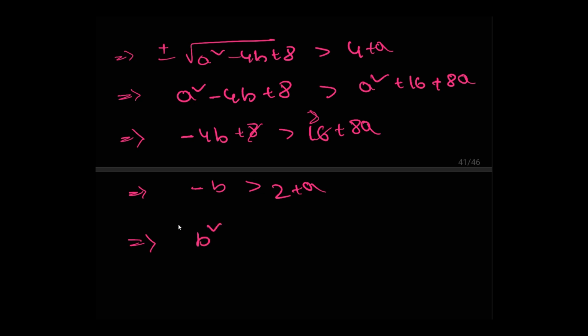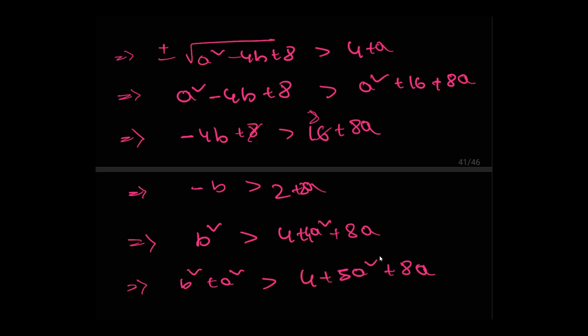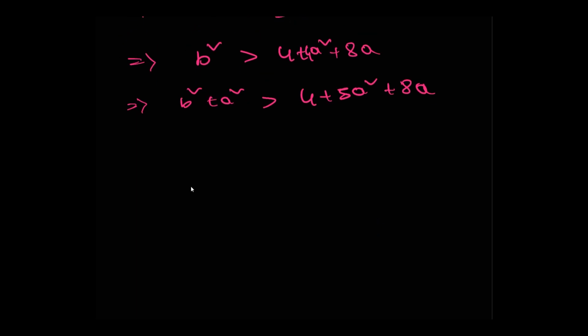That implies, again squaring on both sides, we get b square should be greater than 4 times 2 plus a square, which is 4 plus a square plus 4a, that is, 16 plus 4a square plus 16a. Add a square on both sides. b square plus a square should be greater than 4 times 4 plus 5a square plus 8a. Now, if we find the minimum value of this, we can get the value of a square plus b square.